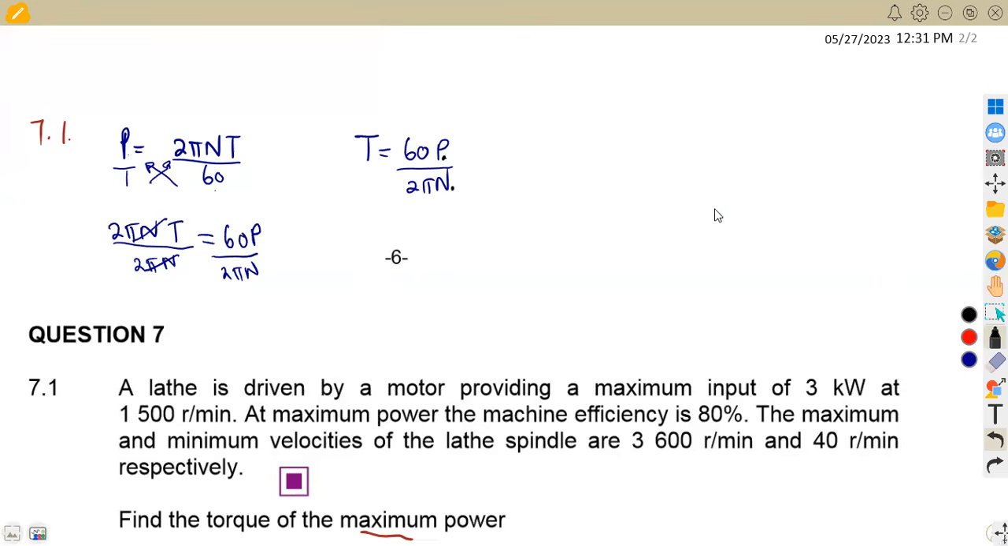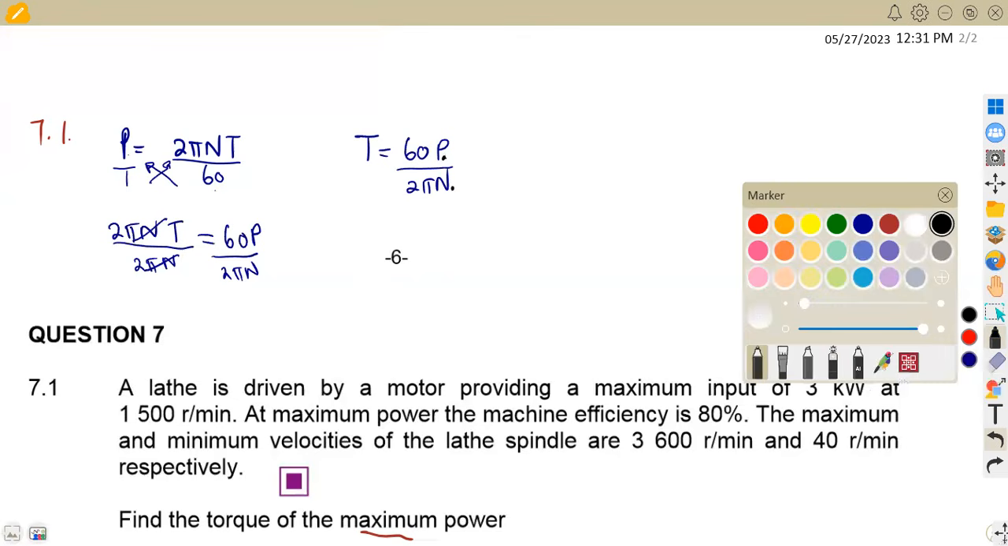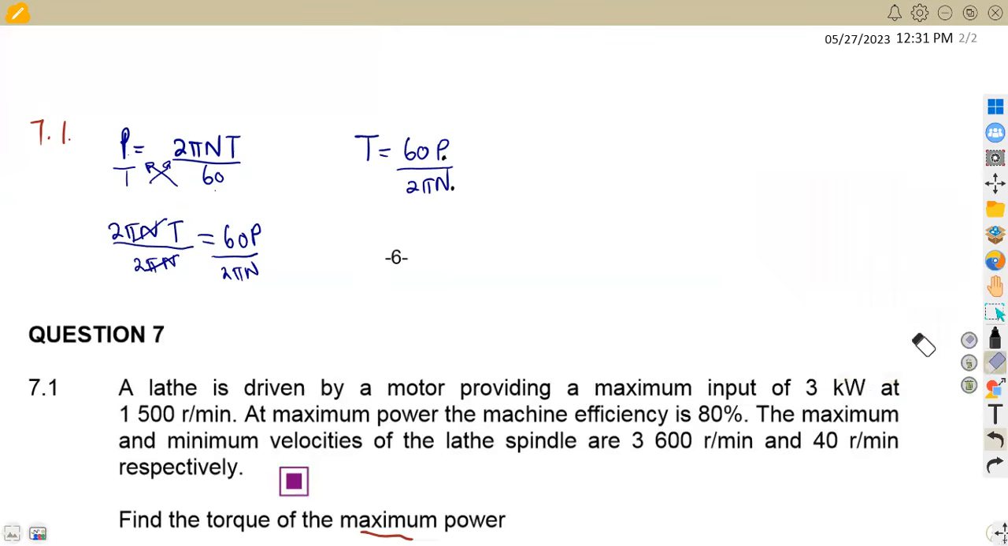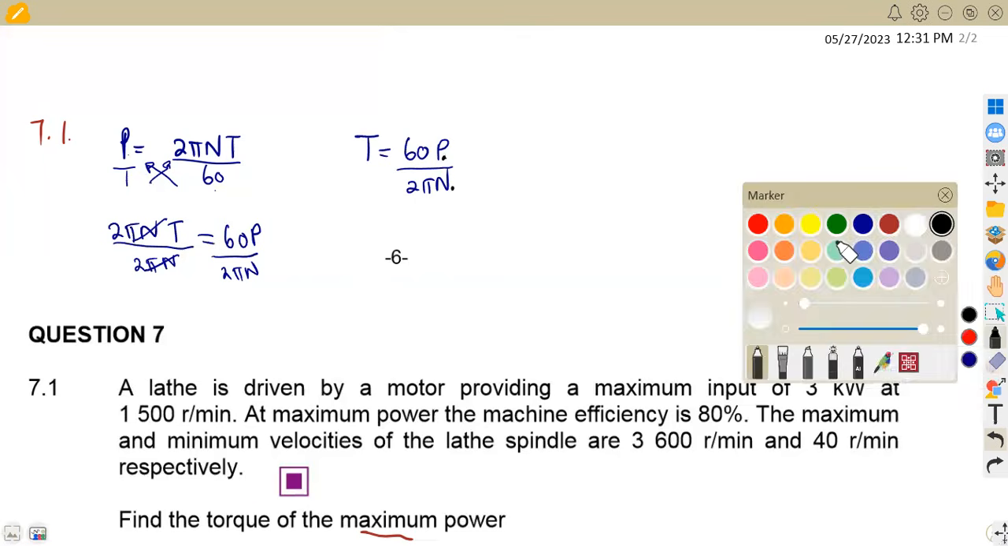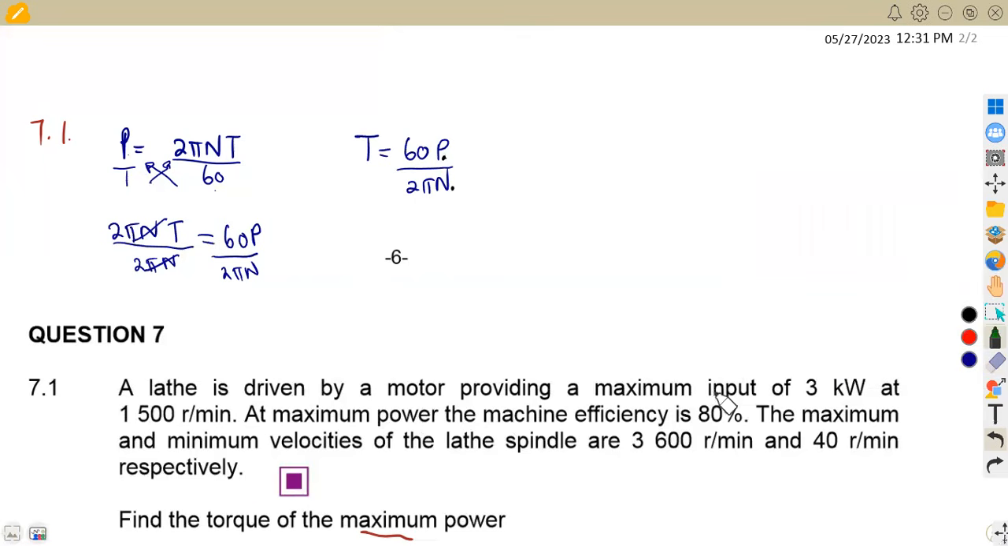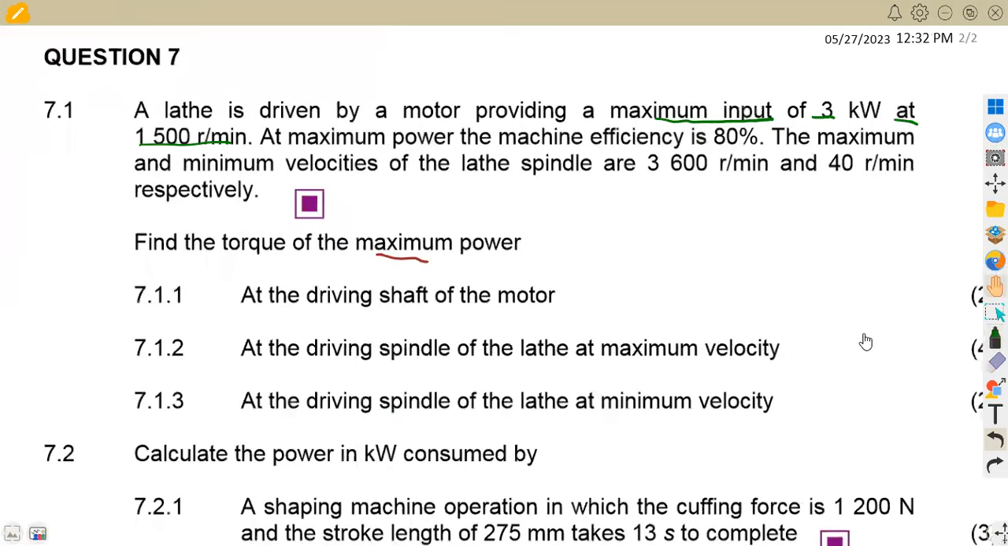On the first part, we are given the input conditions. In 7.1, the maximum input power is 3 kilowatts. So you're given P in of 3 kilowatts, at the speed or velocity of the input, N in, which is 1,500 revs per minute. So these are the conditions that we are being asked to use in the first part of the question.